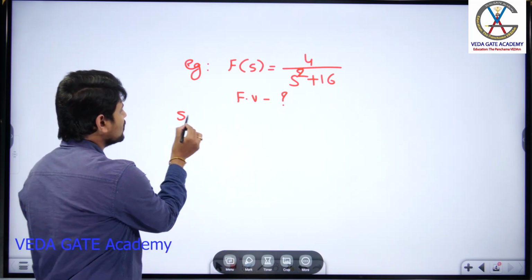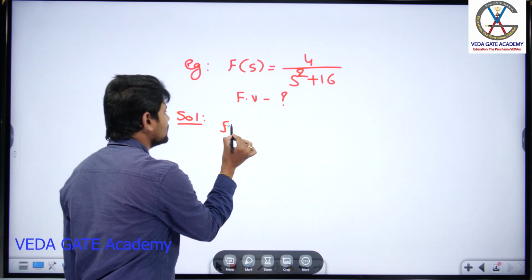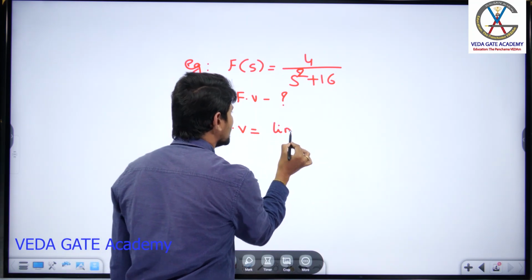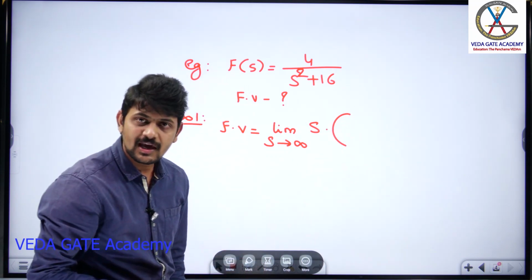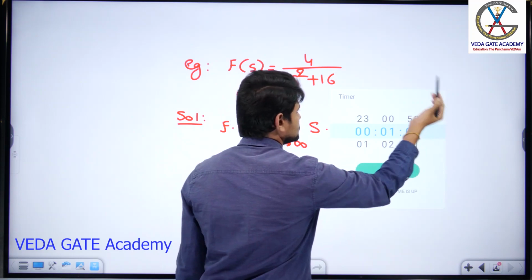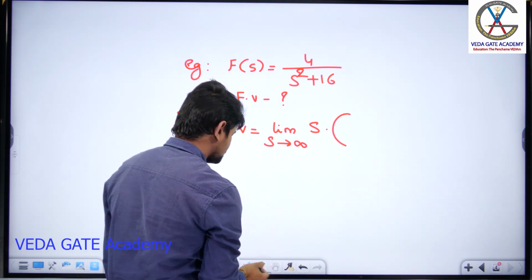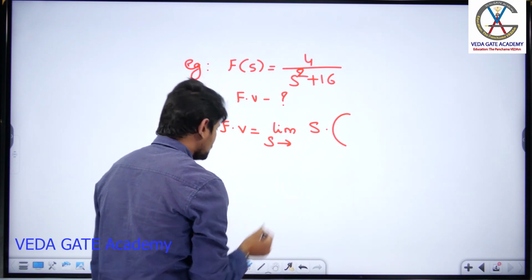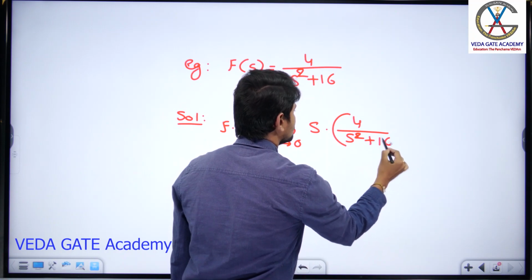Now if I solve with the help of the procedure I have discussed, what is the final value theorem? According to the final value theorem, you multiply the given function with s and take the limit. This is s tends to 0, not infinity, right? So this is limit s tends to 0 of s into the given function, 4 by (s square plus 16), right?